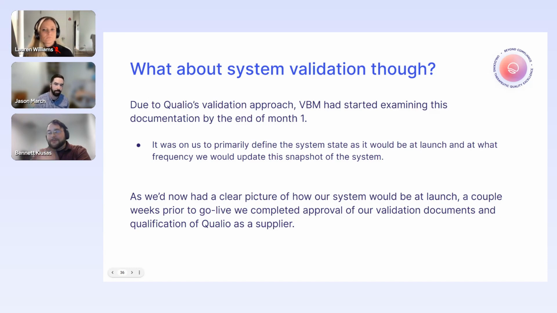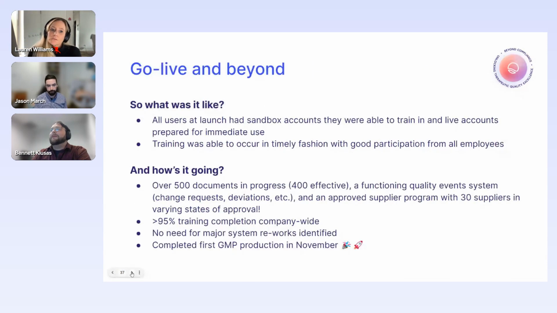So we've talked a bit about that system validation. So how do we wrap up the Vector story? Our go live was awesome. All users at launch had those sandbox accounts, and their training was all done in those accounts. As soon as they were done with their trainings, they all had live accounts prepared for immediate use. We got training done within a single week and had good participation from all employees.